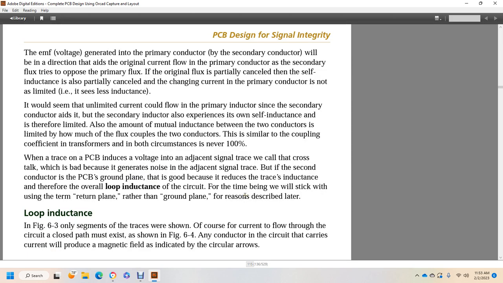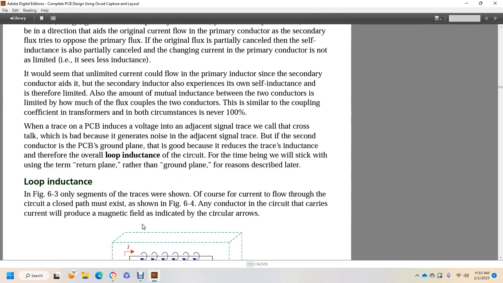When a trace on a PCB induces a voltage into an adjacent signal trace, we call it crosstalk, which is bad because it generates noise on the adjacent signal trace. But if the second conductor is the PCB ground plane, that is good, because it reduces the trace inductance and therefore the overall loop inductance of the circuit. We will begin to stick with using the term return plane rather than ground plane, for reasons described later.